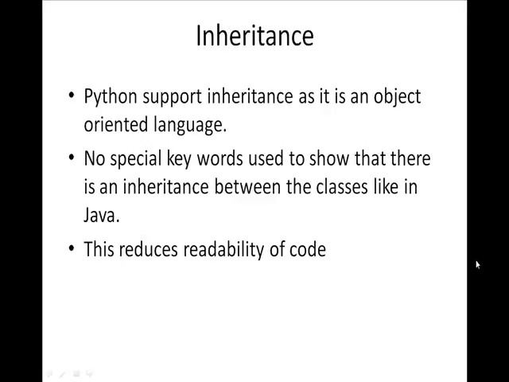To represent object orientation, it doesn't use any keywords. Instead, it uses some brackets. This can reduce the code readability of Python.